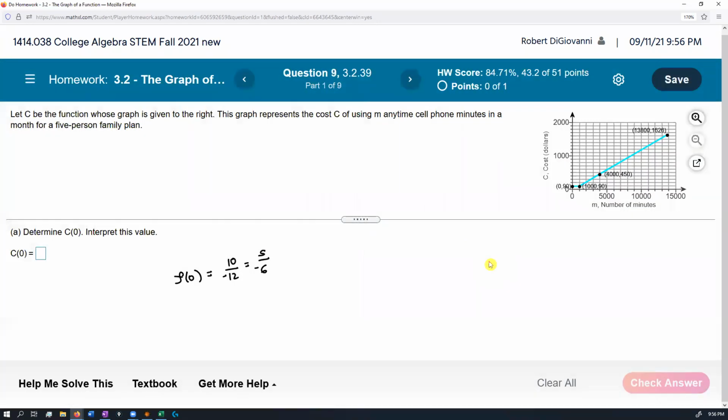All right. Moving right along. How can you tell what number you're on?